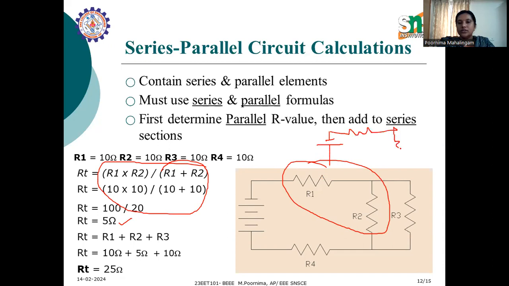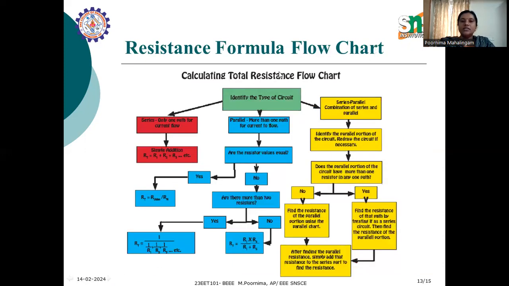this circuit is redesigned, reduced to 5 ohm, and this resistance R3 is still 10 ohm and R4 is 10 ohm. So now this circuit with 4 resistances is reduced to 3 resistances. Now these 3 resistors are connected in series, and we can use the series formula and find the total equivalent resistance.